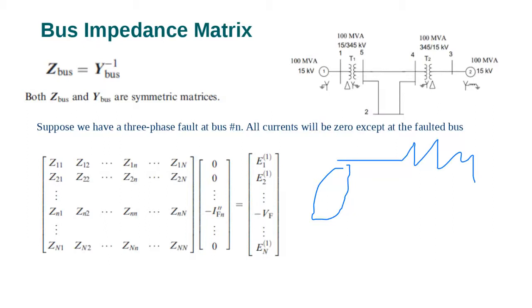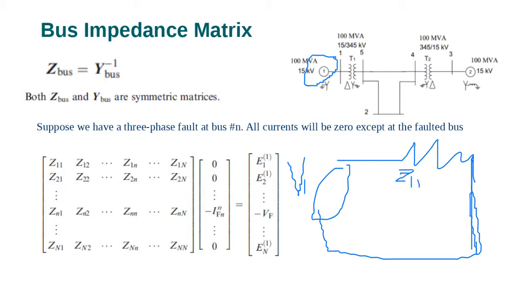So the fault happens at the bus, at bus number 1, for example. So this will be V1, which means it's at bus number 1. V1, so what was the voltage at this bus before the fault? And this is the Thevenin impedance, this is Z11, and the fault happens at bus number 1.